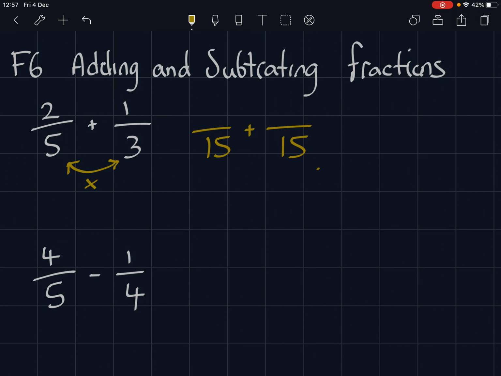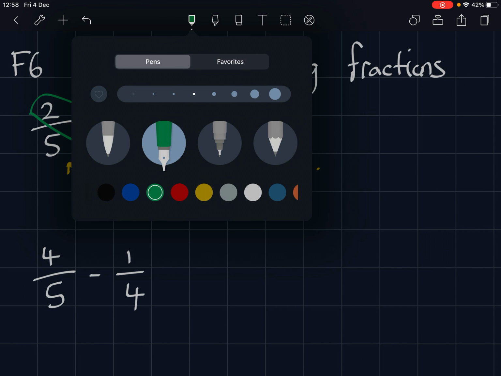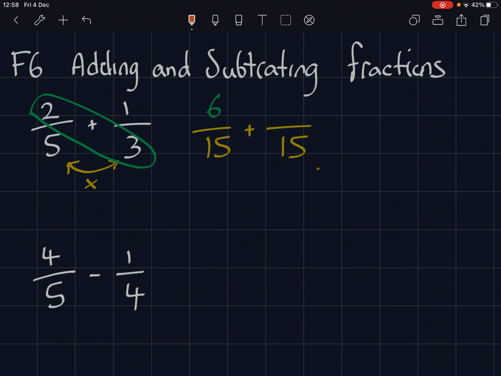To convert this first number, this 2/5, into a number with 15s, what we've actually done is timesed the whole fraction by 3. 3 times 5 is 15. And now we do the top. 3 times 2 is 6. Let's do the same for the other fraction. This 1/3 has been timesed by the 5. So 1 times 5 is 5, and 5 times the 3 is the 15.